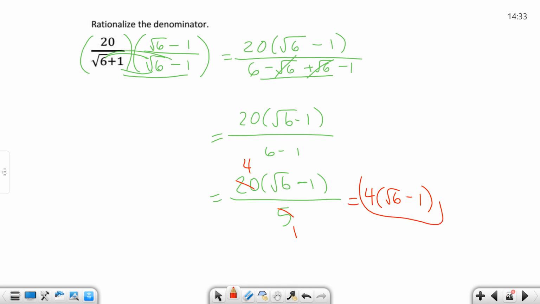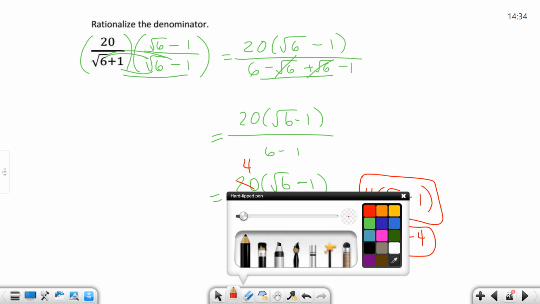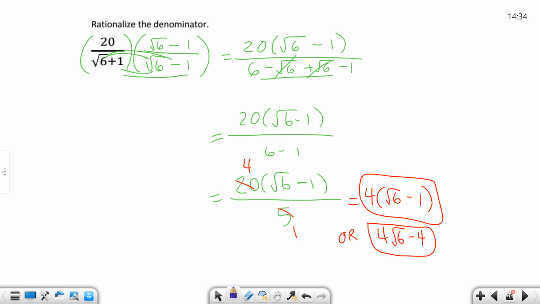I'm okay with this answer right here, but just know sometimes your teachers want you to go ahead and distribute that, or your book or whatever. So here's an alternative answer here. If you were in my class, I would actually take either one of those answers, but I would prefer the top answer. You leave it factored, 4 times that. Why not? Okay, but either's fine. Either one of those is just fine and dandy.